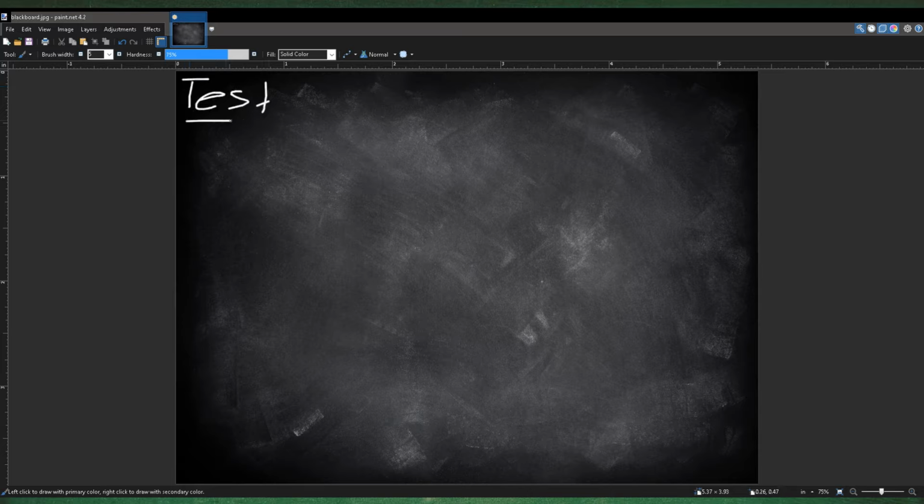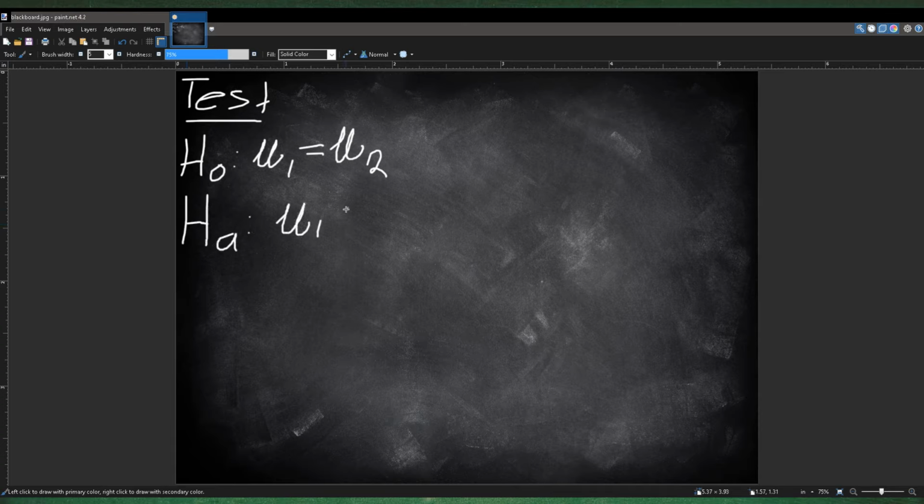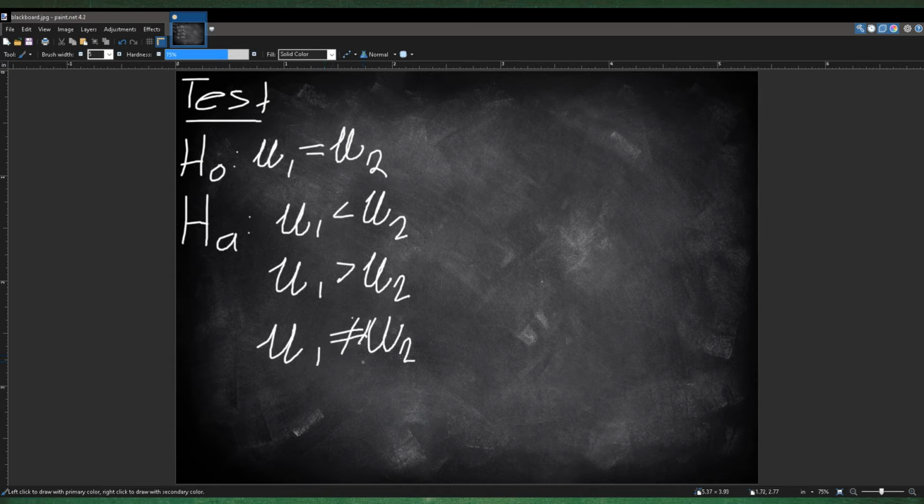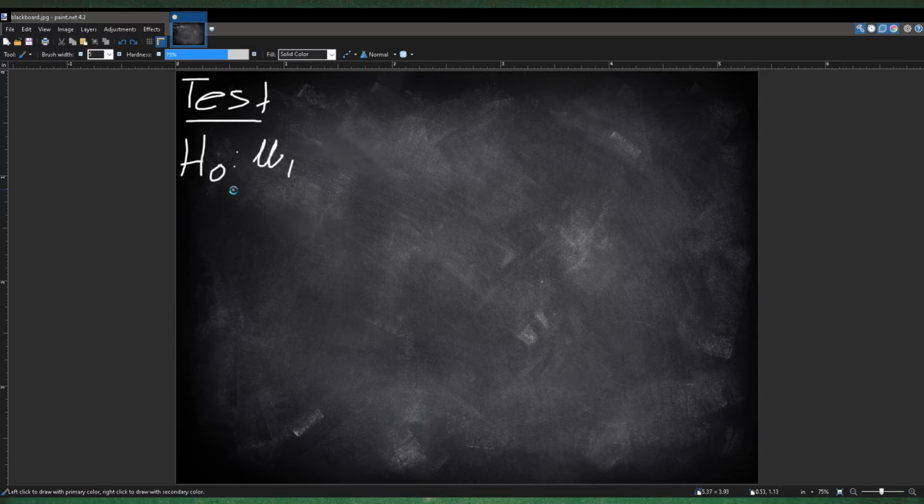Our test is going to be: our null hypothesis (H0) is that the mean of sample 1, subscript 1, is equal to the mean of subscript 2. And the alternative is either the mean of 1 is less than the mean of 2, or the mean of 1 is greater than the mean of 2, or the mean of 1 is not equal to the mean of 2. Okay, so you're going to choose one of these three. It's the same idea as the 2-proportion z-test, except now you're working with means. Now, after you write your test, define your variables.